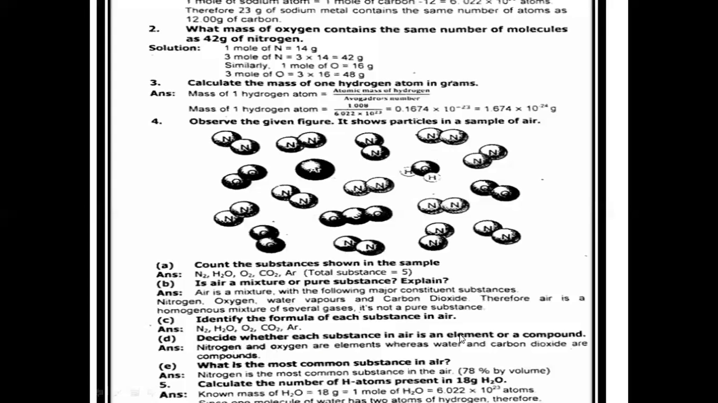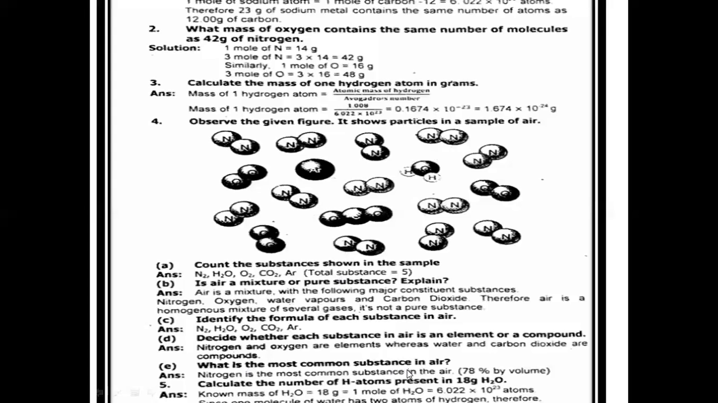Decide whether each substance in air is an element or a compound. So just see, nitrogen is made up of similar atoms, so it is an element. Argon again element, monoatomic molecule. Oxygen element because made up of similar atoms, O2. Carbon dioxide is a compound because it is made up of dissimilar atoms. And water is a compound. So water and carbon dioxide, they are compounds, and nitrogen, oxygen, argon, they are elements.